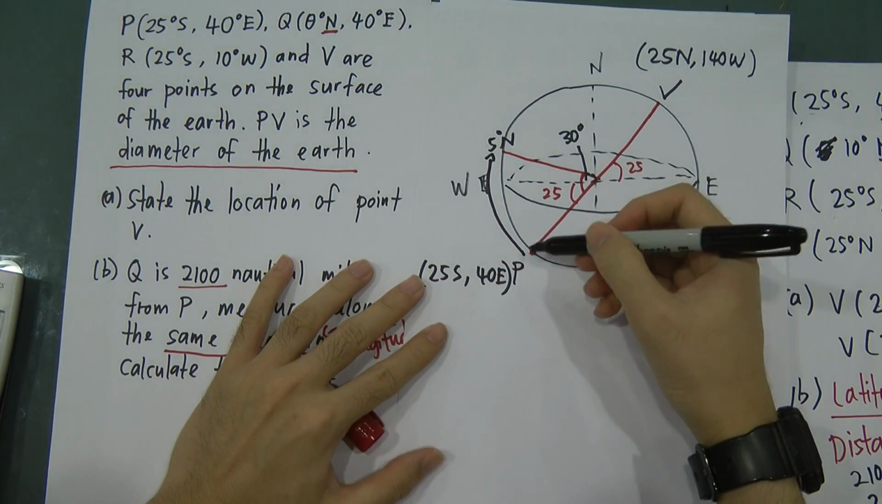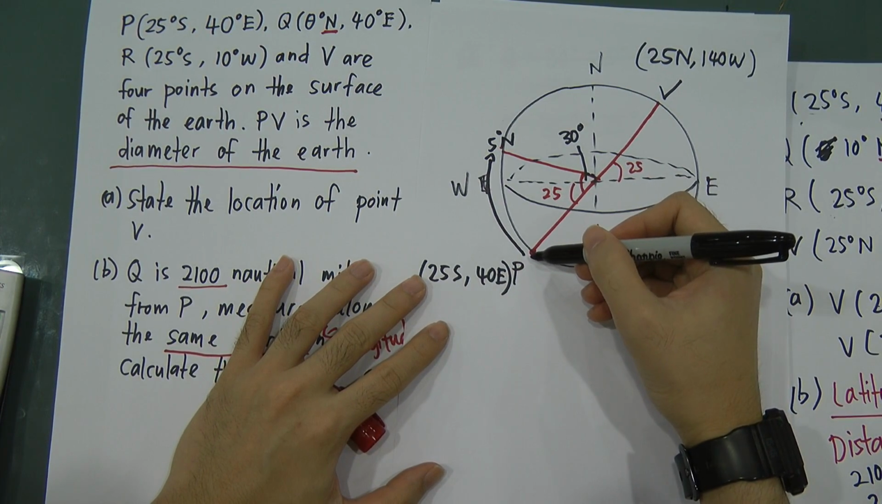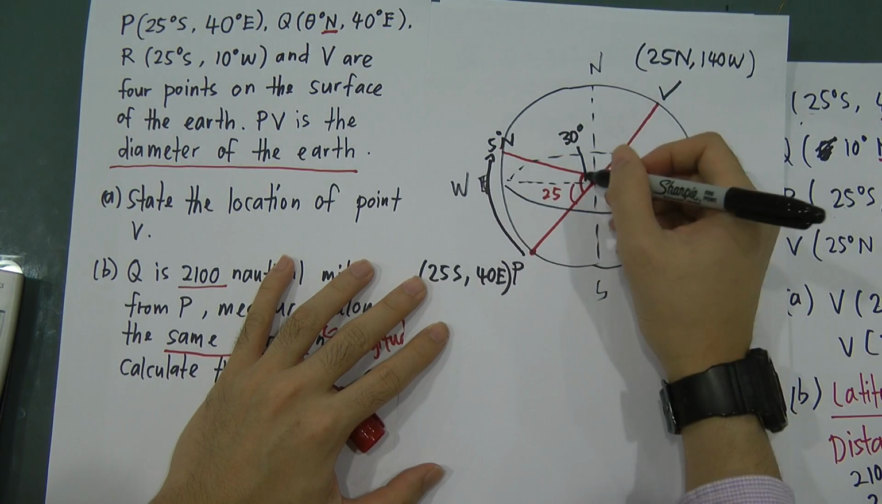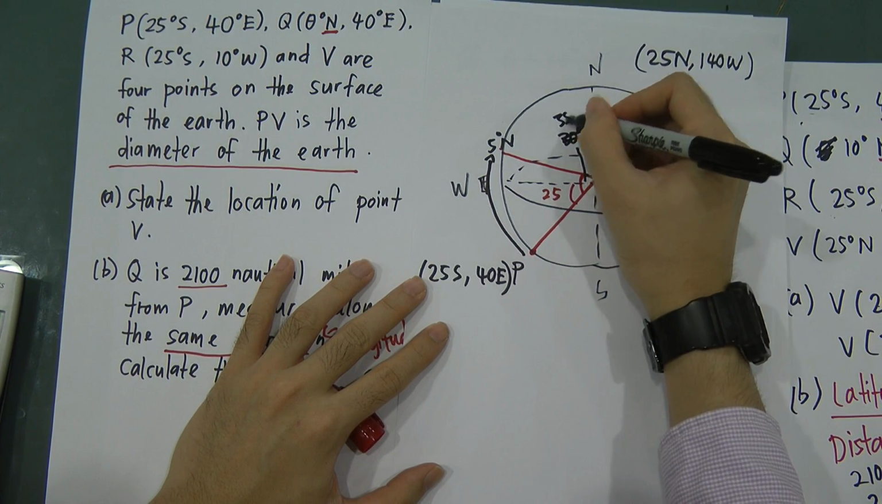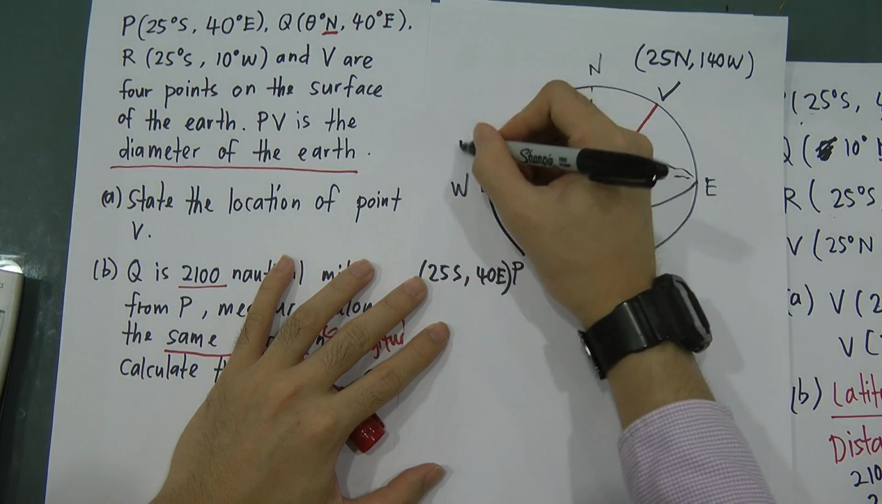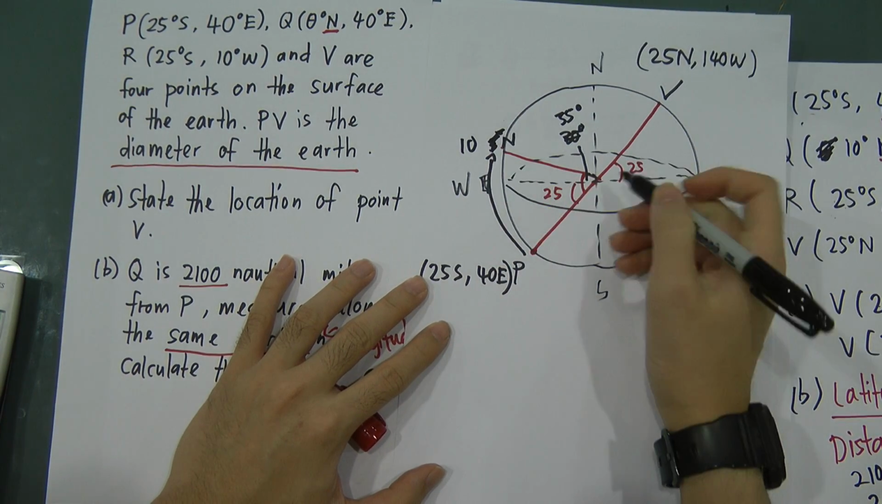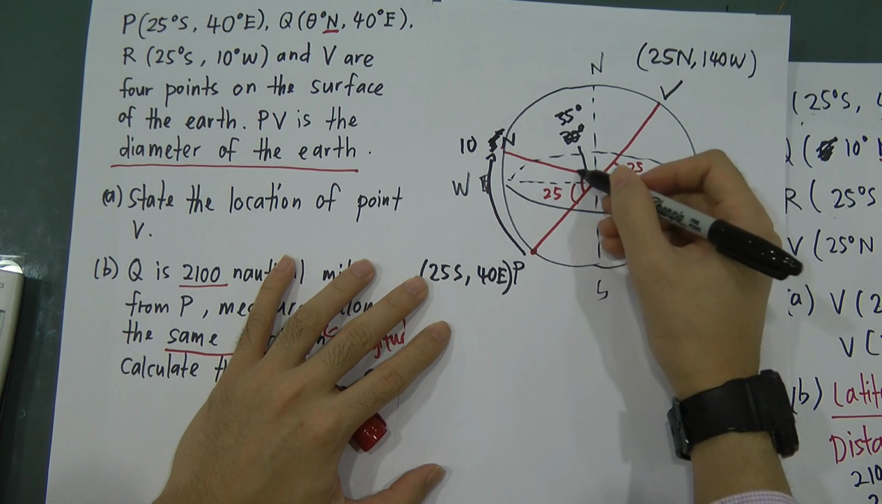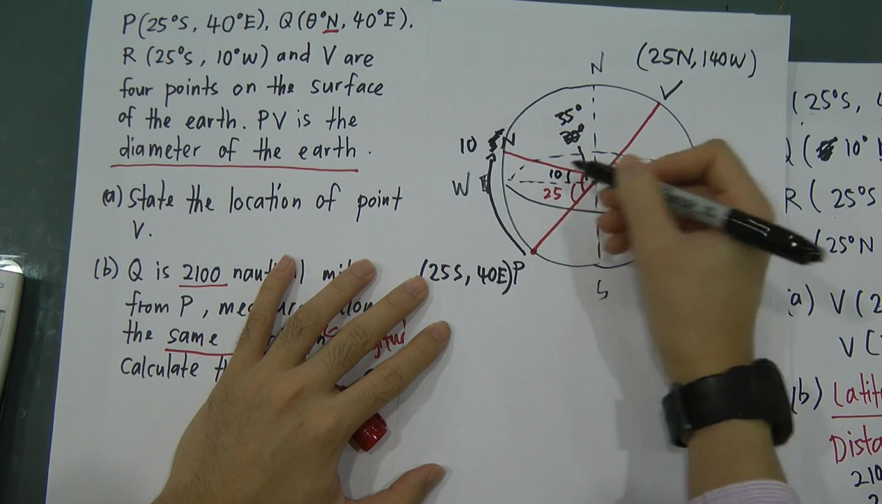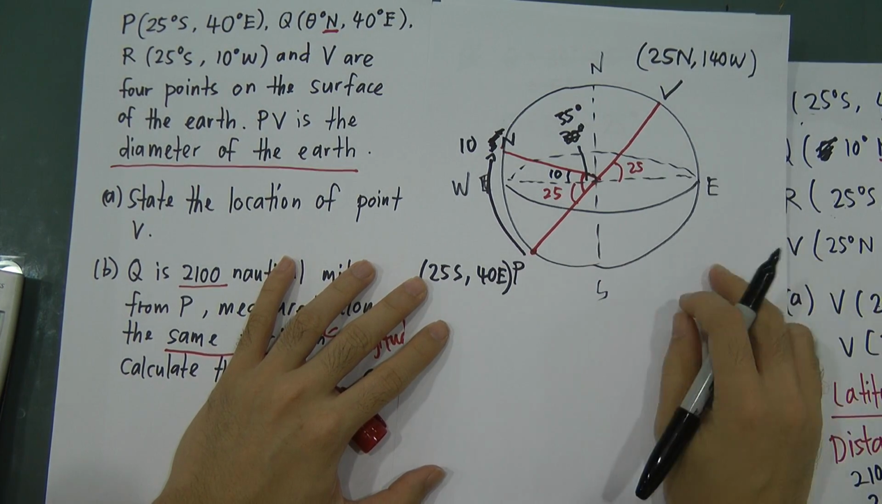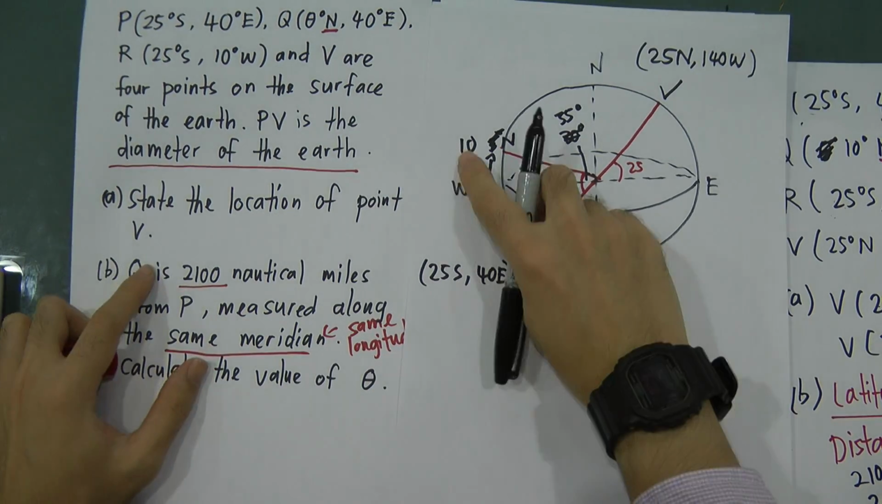Why do I know? Because just now he was from P, right? He's going to move up 35 degrees. So here if this is 35 degrees, this one will be 10 north. Right, because it goes up 35 degrees. So here is already 25. So another 10 degrees over here. So you got 35 and you got 10 north.